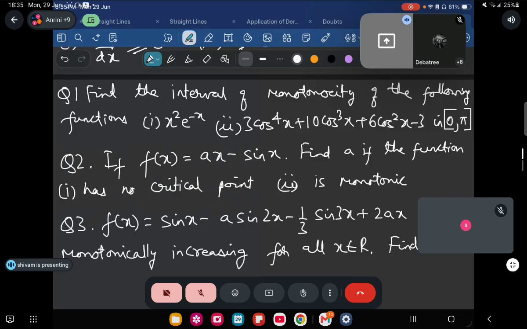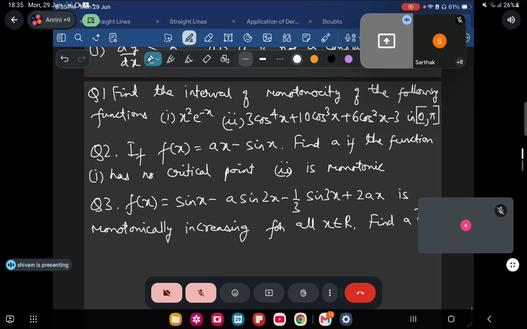Okay, who else is left? Let me see. Only I gave the answer part one. Yes, I'm checking. Yes, only your answer is correct. Okay, Sarthak, no, you are making some mistakes. So, Sarthak, pay attention. I'm solving, okay? What have we got? We have to find out the interval of monotonicity for part one. Pay attention.